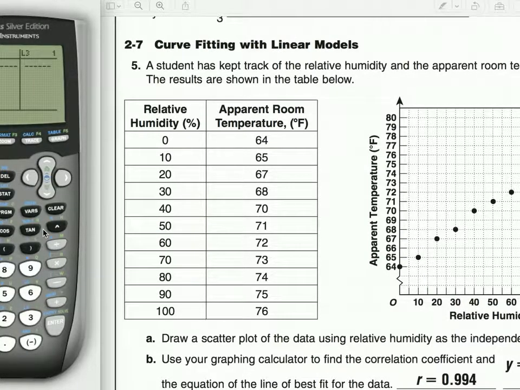So your list L1 would be for the list on your left hand side. So go ahead and punch in these numbers: 0, 10, 20.